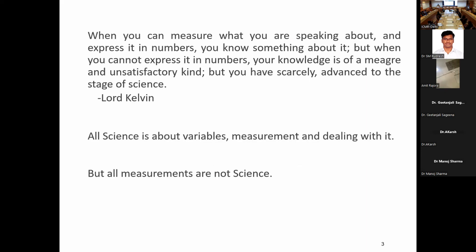So next. When you can measure what you're speaking about and express it in numbers, you know what you're doing. So this is what he said. All science is about variables. Yesterday I said research deals with variability. No variability, no research. All science, whether health science or social science, deals with variability. But you have to identify what variables, keeping an eye on your objective, and you need to measure it. You need to capture it.